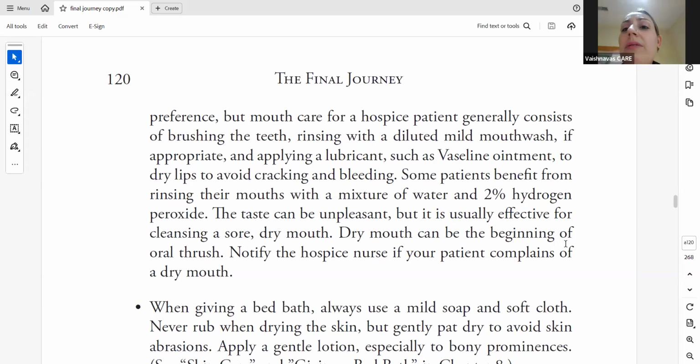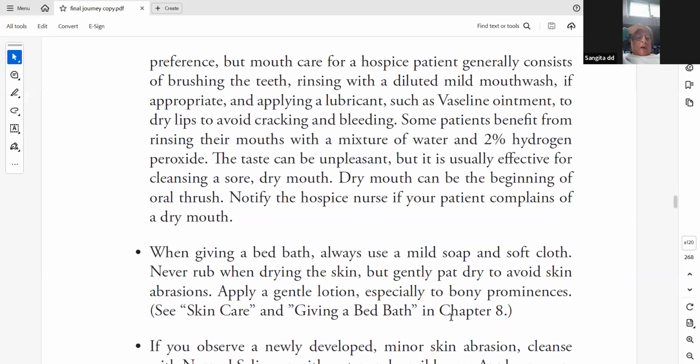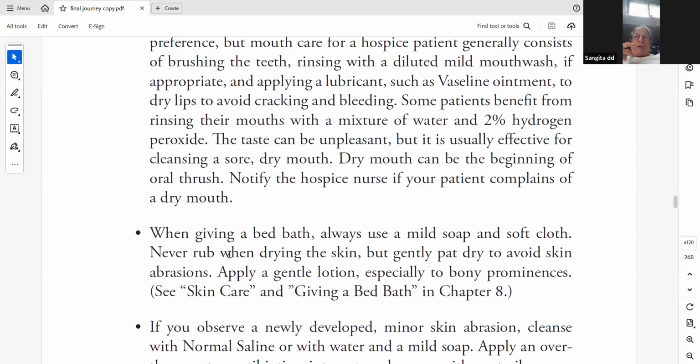Dry mouth can be the beginning of oral thrush. Notify the hospice nurse if your patient complains of a dry mouth. So if your patient has HIV, a lot of times a lot of those infections will give you dry mouth. Also, diabetes, for sure, your patient's going to have dry mouth with diabetes. If they've stopped eating and drinking the last week of their life, you know they're going to have dry mouth. Diabetes gives you a lot of dry mouth.